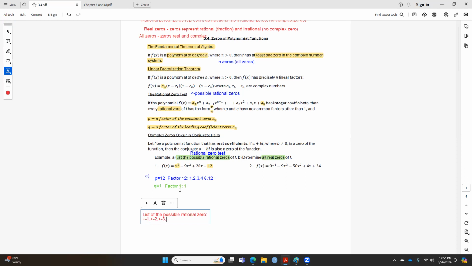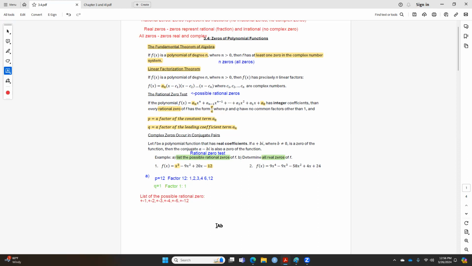What that means is that this can be positive or negative in this case. And then 4 divided by 1, plus minus 4. And then 6 divided by 1, plus minus 6. And then the last one is plus minus 12, 12 divided by 1. So this is the list of the possible rational zeros.